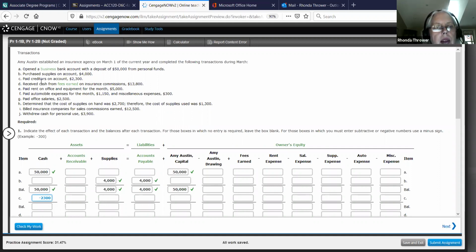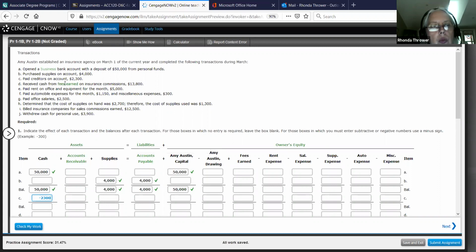Since this says that we paid creditors on account, they've given us a hint here. First of all, we know it's a creditor. So creditors, you should signal that with liabilities. And account also might signal to you that it's a liability. But be careful of that because there's also accounts receivable, which is an asset, and that's on the opposite side of this. Accounts receivable has nothing to do with creditors. Accounts receivable has to do with your customers. When customers owe you money, it's accounts receivable. But when your company owes a creditor money, it's accounts payable.